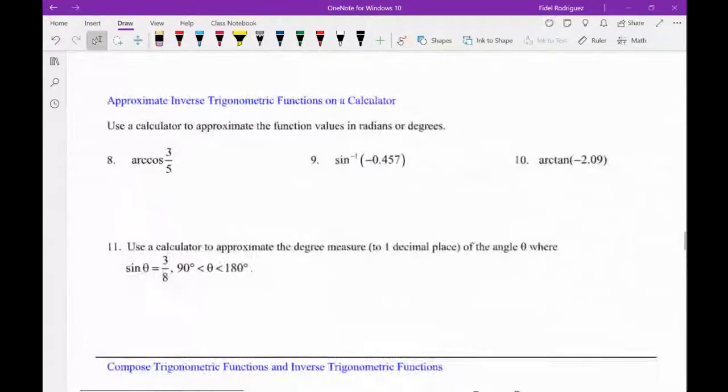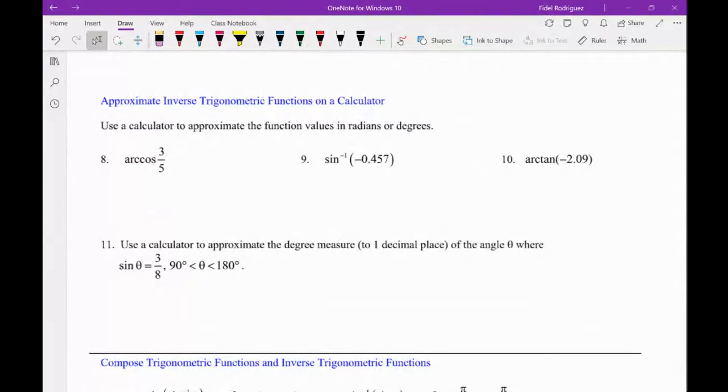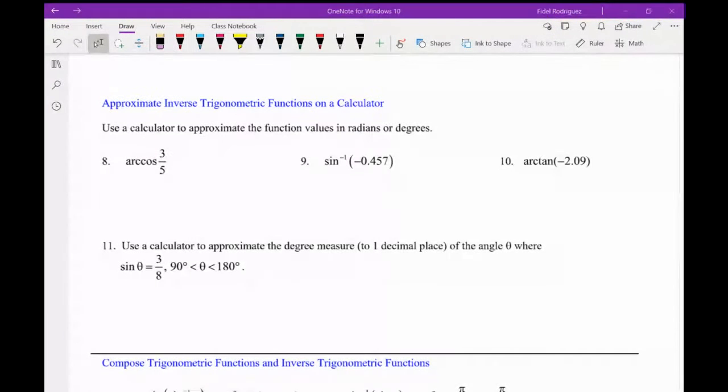All right. So now let's take a look at these next couple of problems. It says use a calculator to approximate the function values in radians or degrees. So what I'm going to do here is grab my calculator, because the problem is telling me to use my calculator. This is exactly what I want to do.